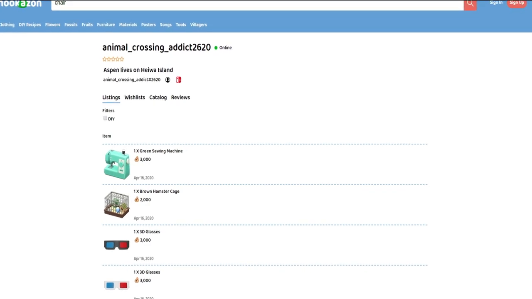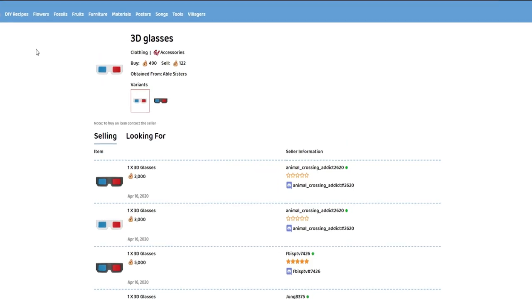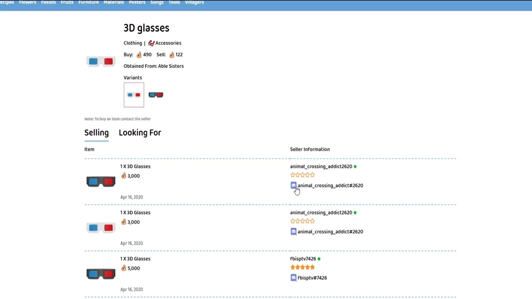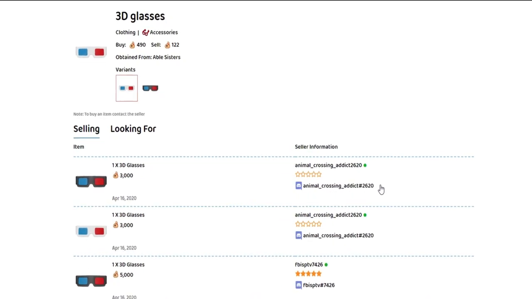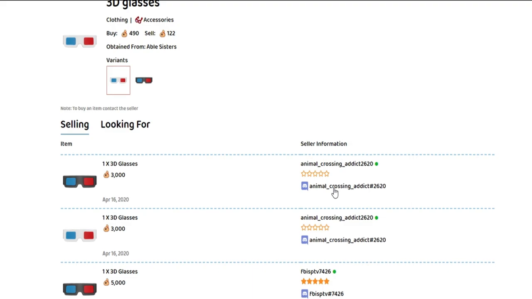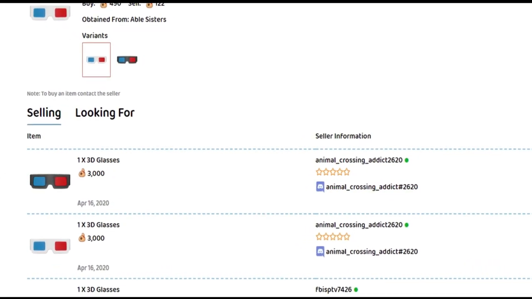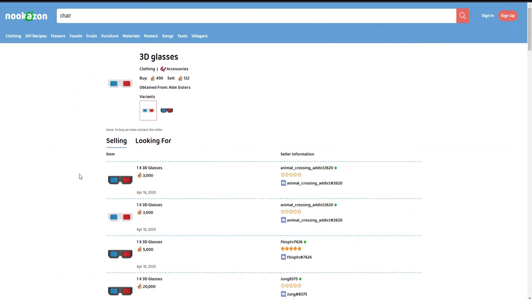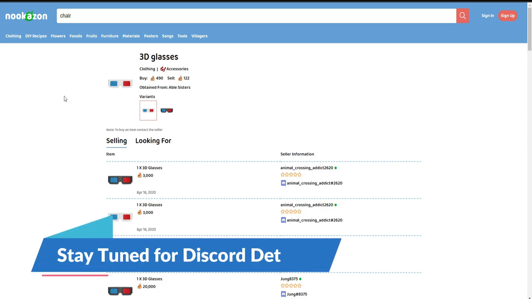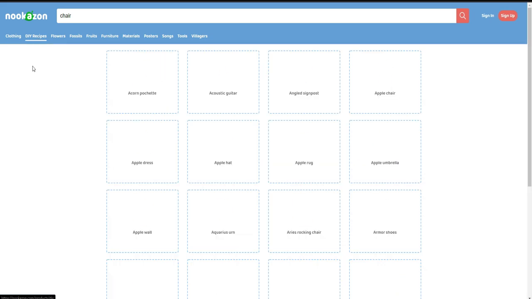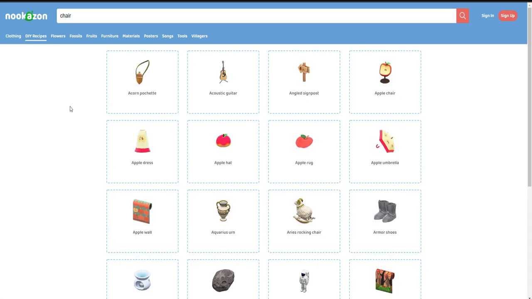If you want to contact this person, if you find something that you do want from them, then you can reach out to them with their Discord information right here, and you can see it down here right below the stars, Animal Crossing Addict 2620. So basically you want to look them up on Discord, have a conversation with them, maybe do some negotiation to see what the next steps are. I would imagine that the conversation would go, you're going to see what times are available and so forth.